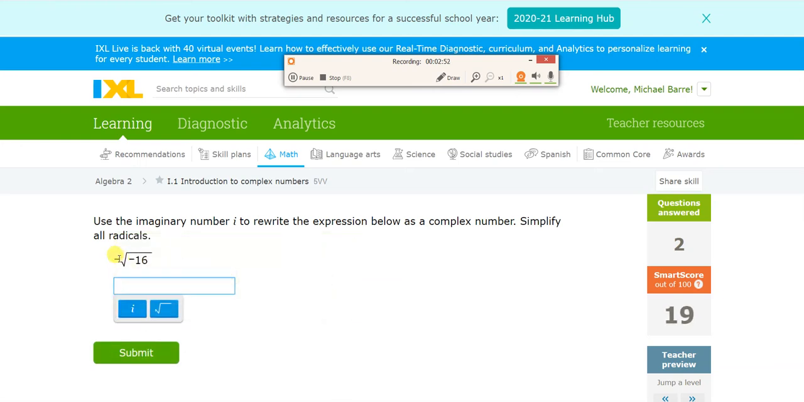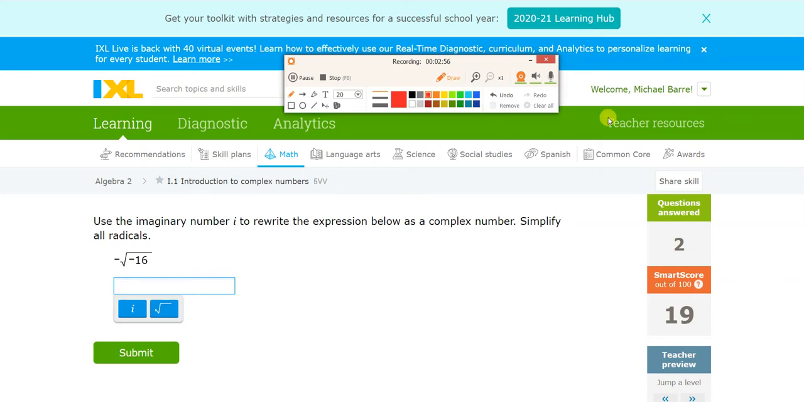Ooh, this is a negative square root of 16. Okay, so what do I have right here? There's my i, take it out front, and I put a hat on it. So it's going to be a negative i square root of 16. What's the square root of 16? 4. So I have negative 4i.